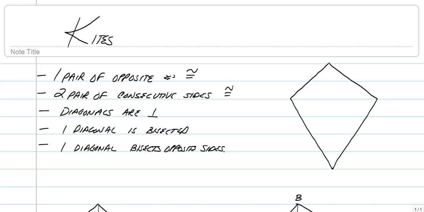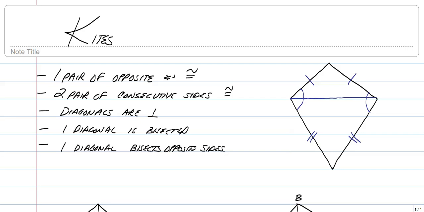Let me show you. So in a kite, you have one pair of opposite angles that are congruent. That's going to be this guy and this guy. But you have two pair of consecutive sides that are congruent. So we would have this guy congruent to that guy, and same with these two on the bottom. So if you were to draw a diagonal over here, you would see what I'm talking about. Here's an isosceles triangle on top and a different size isosceles triangle on the bottom.